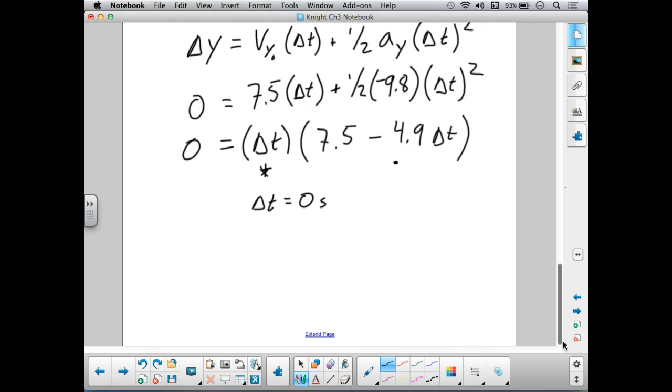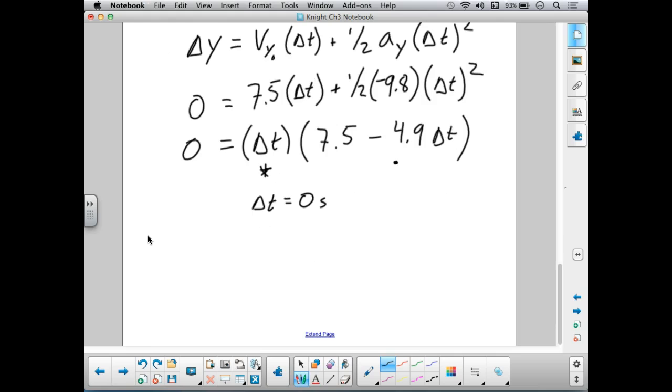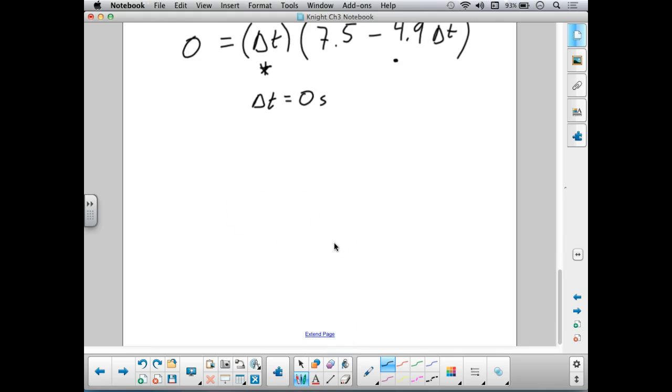The problem is it's not a very useful solution, because delta t equals 0 physically means the very beginning at time 0. And it's kind of obvious to say that if no time has passed, the projectile hasn't moved at all. That is a true statement. It's just not very useful. So we call that the trivial solution. By trivial, we mean it's technically true, but it's boring. If no time has passed, the object hasn't gone anywhere.